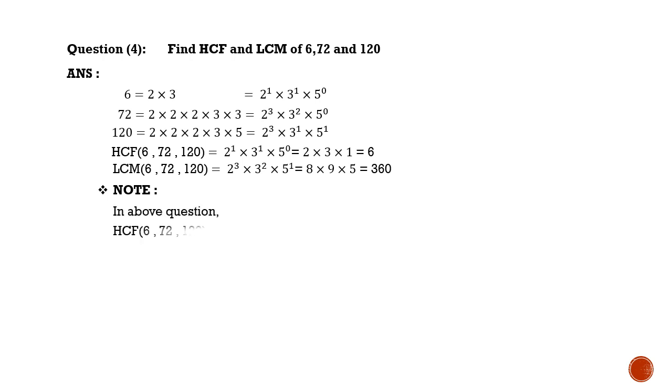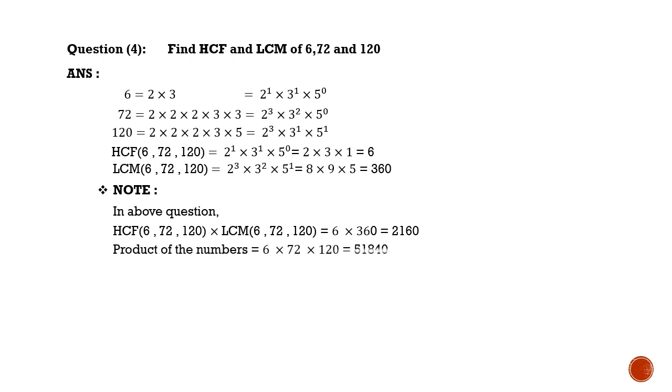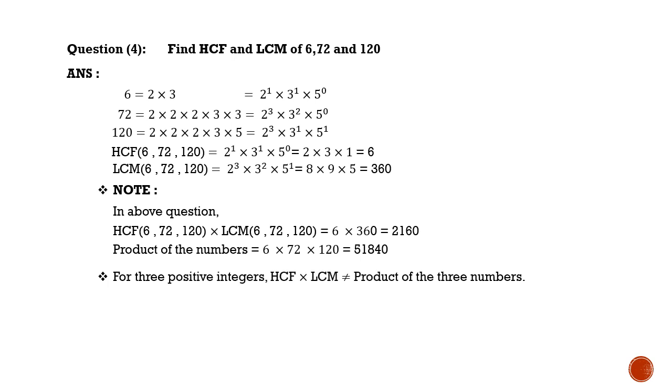In the above question, first of all, we can clearly see the multiplication of HCF and LCM of the given 3 numbers: HCF is 6, LCM is 360, which will give us 2160, and the product of the numbers, that is 6 into 72 into 120. This is the product of 3 numbers, which is giving us 51,840. So from these 2 statements, we can clearly say that for 3 positive integers, HCF into LCM is not equal to the product of 3 numbers.